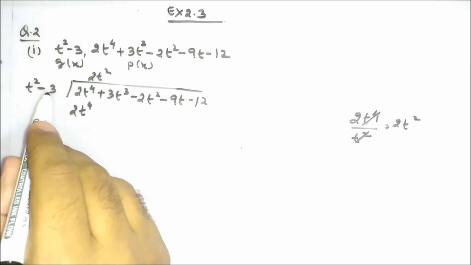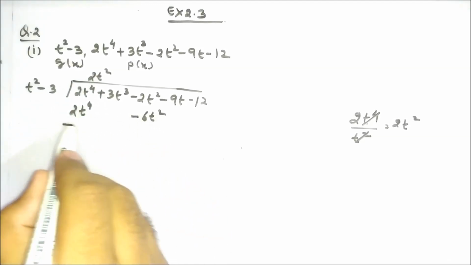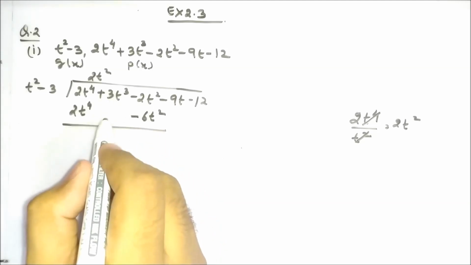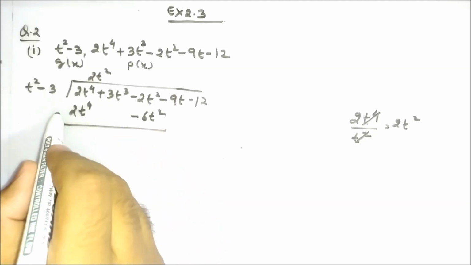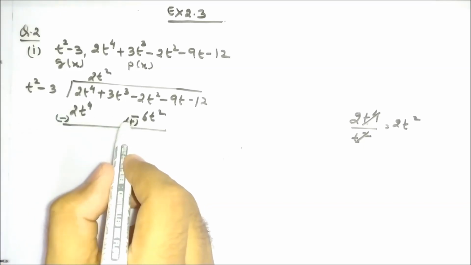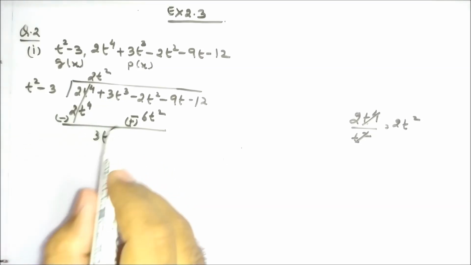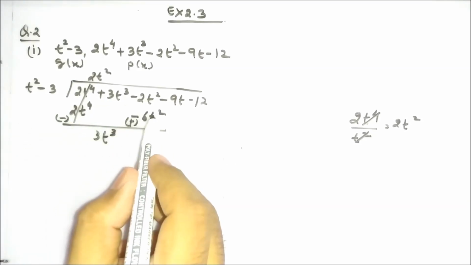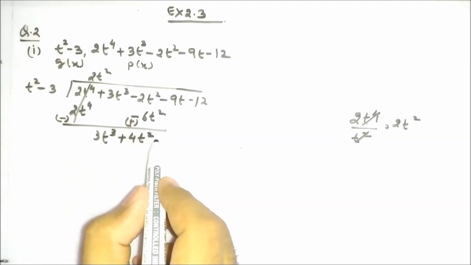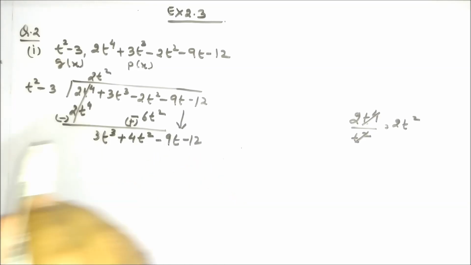2t square minus 3, you will get minus 6t square. Again we are taking here because we are getting t square term. We cannot write it below t cube. When you subtract this, you will get here minus, and you will get here plus. This will cancel out. We will get 3t cube here, and this minus 2t square plus 6t square will give you plus 4t square, and you will get minus 9t minus 12 here when you take this down.